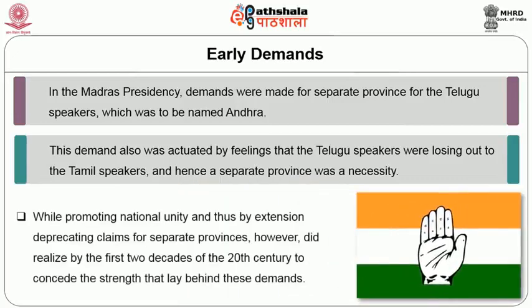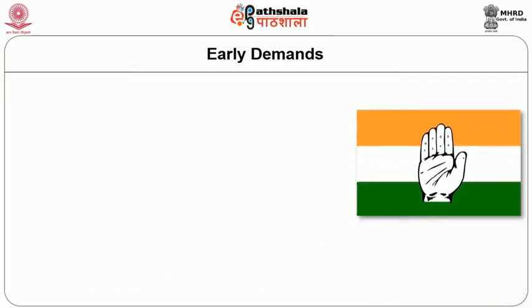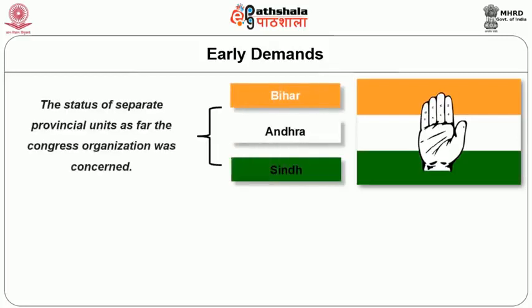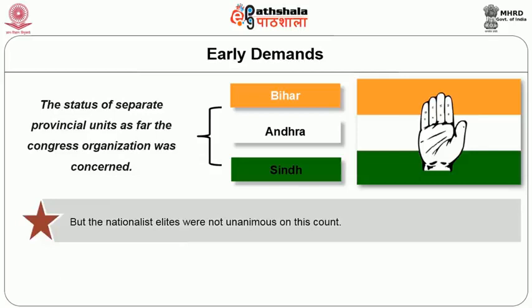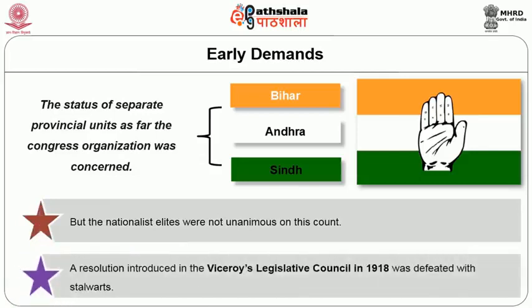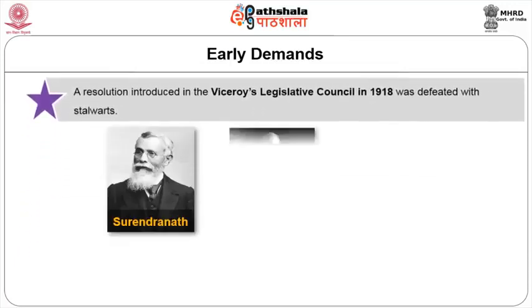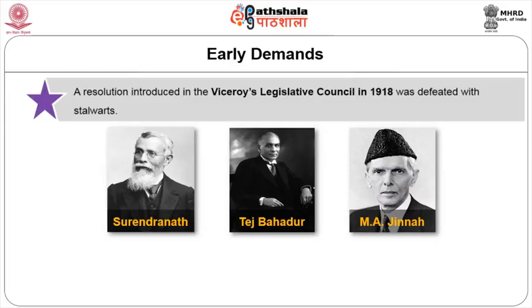The Indian National Congress, while promoting national unity and thus by extension depreciating claims for separate provinces, however, did realize by the first 2 decades of the 20th century to concede the strength that lay behind these demands. As a result, initially Bihar and then later Andhra and Sindh were accorded the status of separate provincial units as far as the Congress organization was concerned. But the nationalist elites were not unanimous on this count. A resolution introduced in the Viceroy's Legislative Council in 1918 was defeated, with stalwarts like Surendranath Banerjee, Tej Bahadur Sapru and M.A. Jinnah ranged against it.